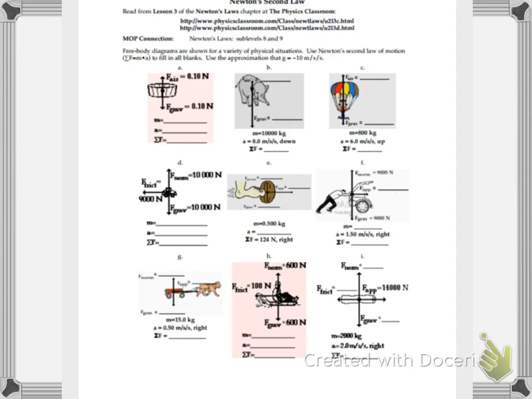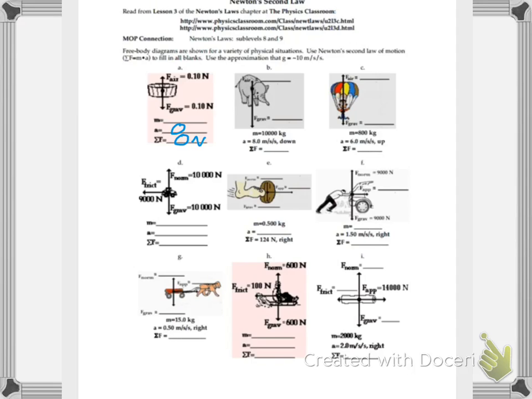Here we see what appears to be a coffee filter falling through the air. We have air resistance of 0.1 newtons pulling up, force due to gravity at 0.1 newtons pulling down. So these forces, your net force here, is equal and opposite. So we find the sum of the forces. We would do 0.1 newtons minus 0.1 newtons to get a sum of 0 newtons. If we have no net force, it means we have no acceleration.